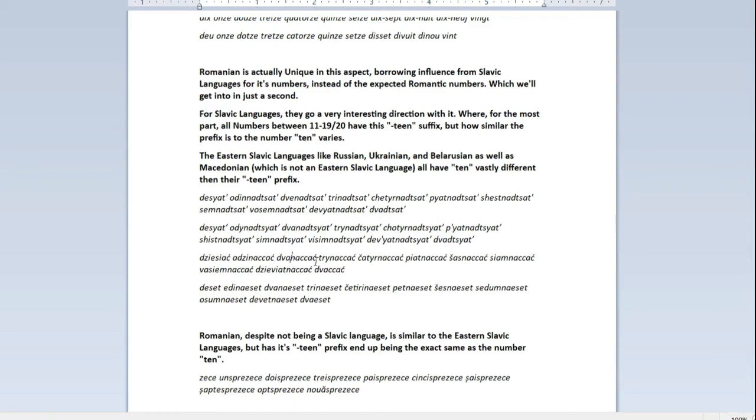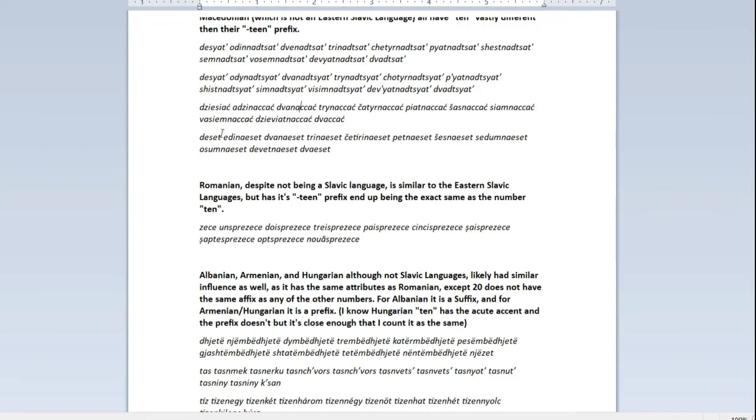I have no idea how to pronounce it, but the point is that they all have the same letter, or a ch, or whatever. I don't really know what this letter is. I think it's like a soft ch sound. They're all the achach or akach, whatever. It's not the same as gishayach or gishach. But it does apply from 11 to 20. Same here. Deset, edineset, dvaneset, and it's just all the same.